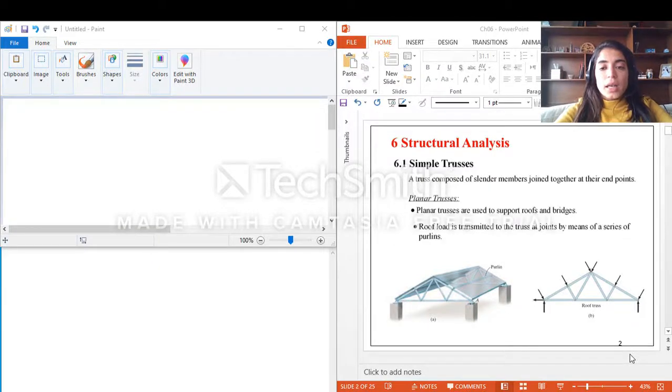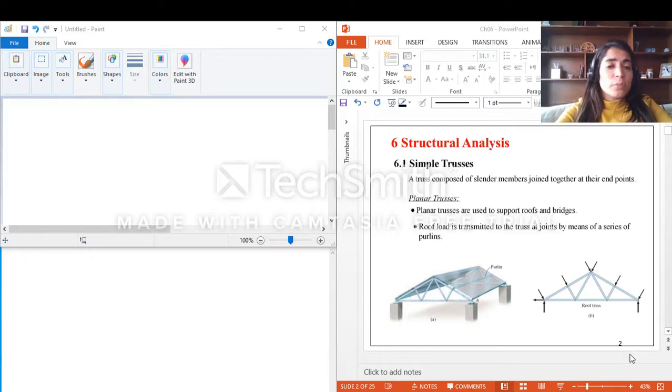Good morning, guys. In this video, we'll start a new chapter, chapter 6 in statics, which is the structural analysis. In this chapter, we'll talk about trusses and frames, and the methods to solve for trusses and for frames. What is required for the test that will be held next week is only the first method for trusses, which is the method of joints.